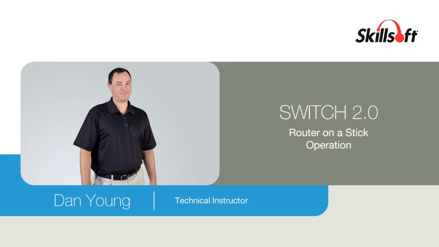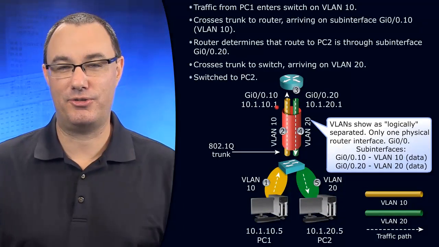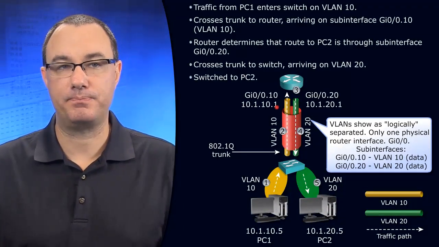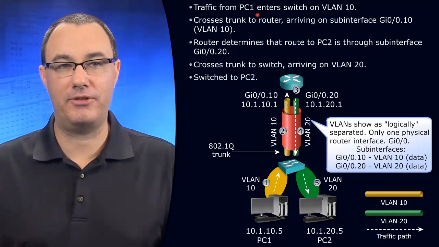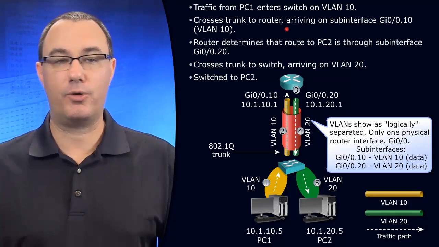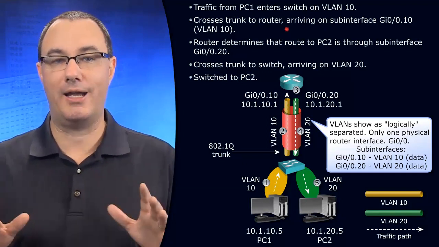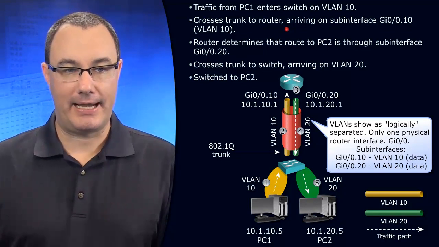Let's observe traffic flow in a router on a stick configuration so we get to know it a lot better. Now, it starts off saying traffic from PC1 enters the switch on VLAN 10 and crosses to the router. Wait. We've got to do a better job explaining things than that.